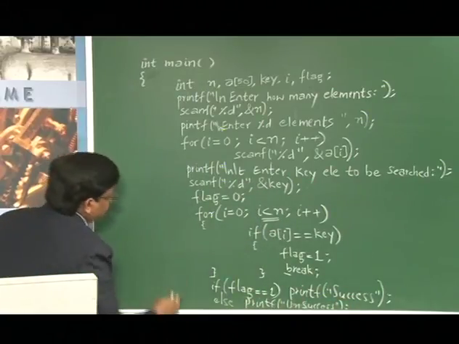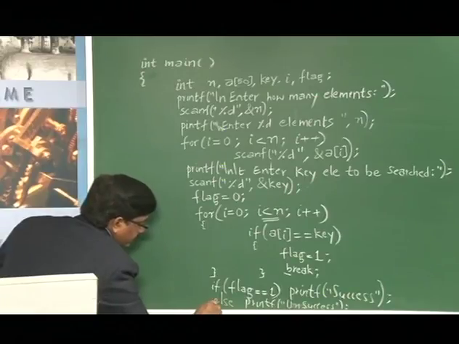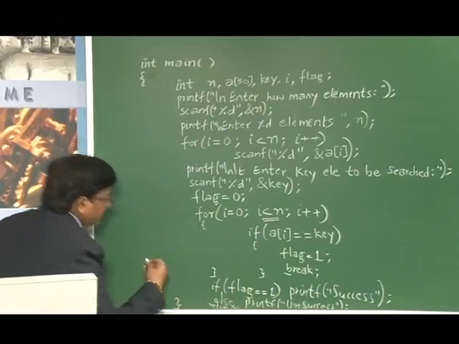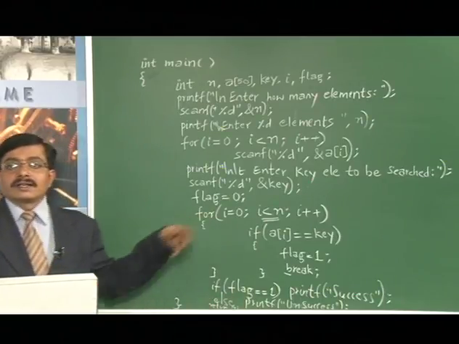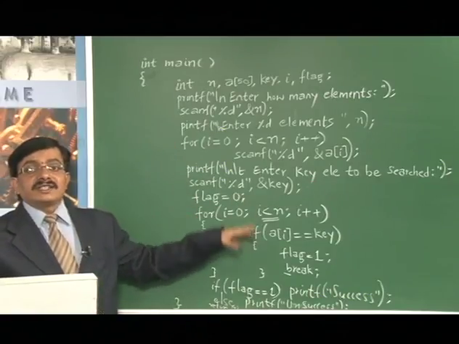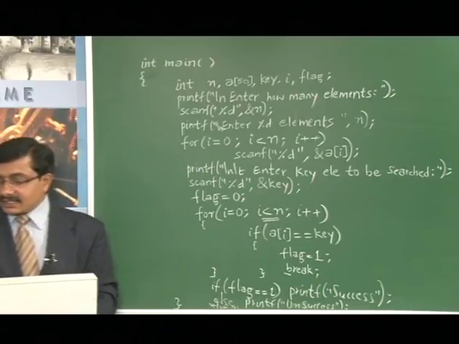And then I close this, return 0. And I will be closing the main function. So, this is how I can write the program to check whether the key element is present in the list or not. So, let us see the same program here.